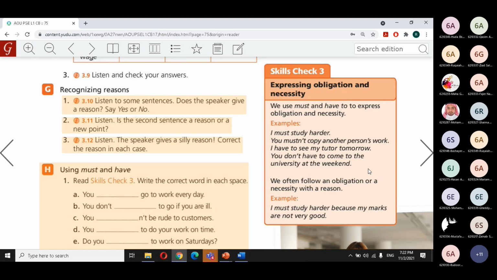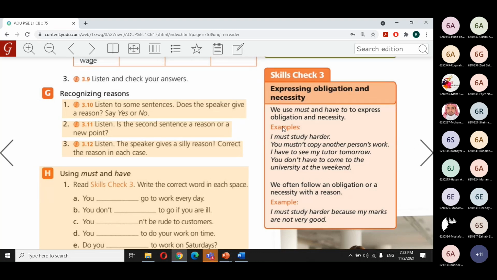You know, the point I was talking about is this. Okay, it's in the book, expressing obligation and necessity. Obligation and necessity, اللي هو الإلزام أو الضرورة. الإلزام أو obligation, the verb is oblige, enforce يعني يجبر.